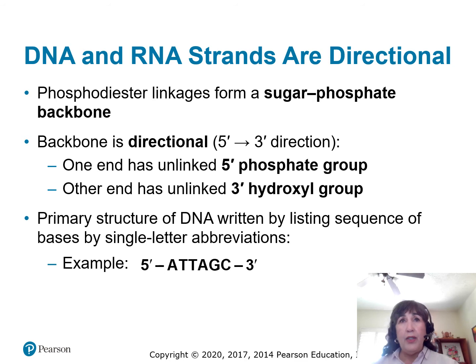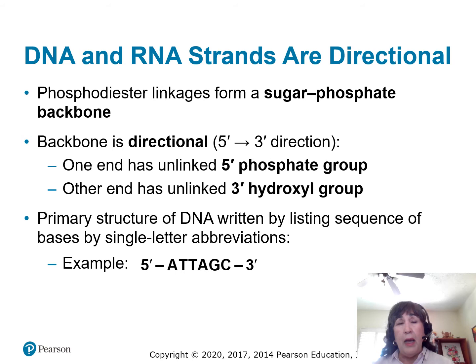So phosphodiester linkages form a sugar phosphate backbone, and notice that there is directionality. This goes in the 5' to 3' direction. So let's recall where we get 5' and 3'. These numbers come from the numbering of the carbons found in ribose and deoxyribose. So one end of a DNA or RNA strand has a 5' phosphate group. The other end has an unlinked 3' hydroxyl group. And this is really important, and you're going to need to know this for later on in the semester.